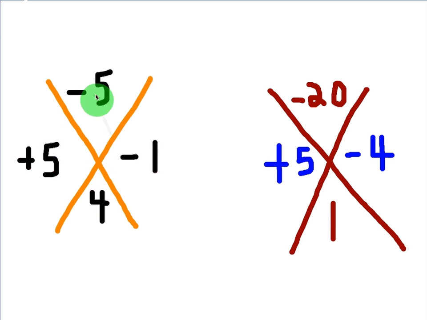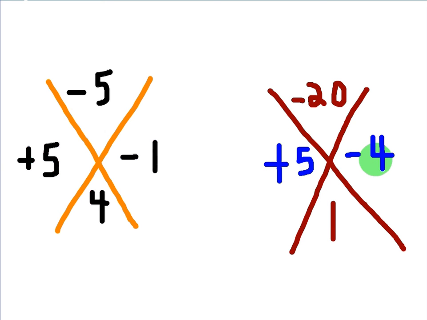When I form my x, okay, so 5 times negative 1 is negative 5. 5 plus negative 1 is 4. This is actually going to give you the factorization. It's going to be x plus 5, x minus 1 when the coefficient is 1. Same thing for the right. 5 times negative 4 is negative 20. 5 plus negative 4 is 1. Since the leading coefficient of x squared is 1, the factorization is going to be x plus 5, x minus 4.